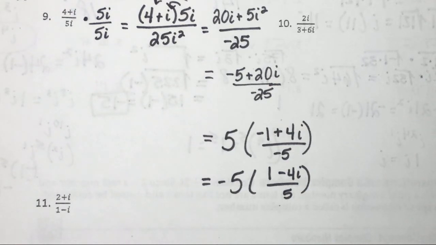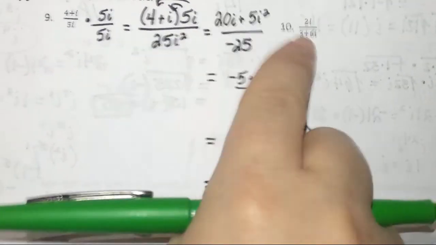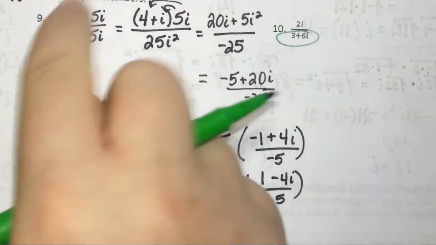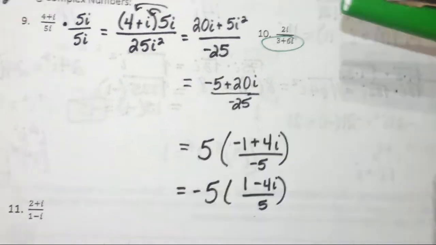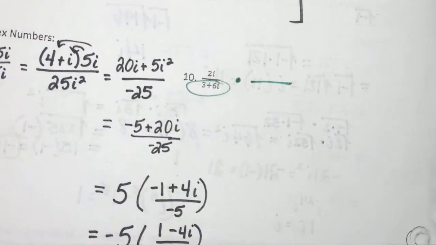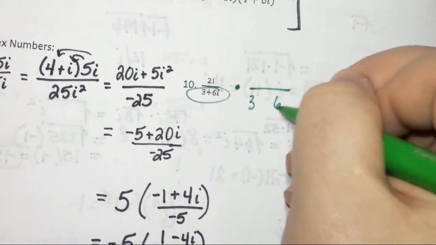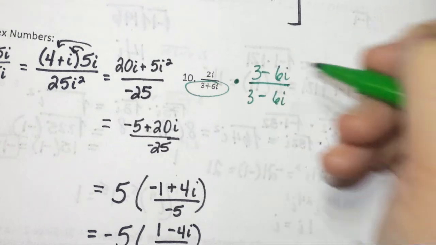Okay, 2 left. And I swear they're easy, just weird. So what's different between 9 and 10 is that instead of just a pure imaginary number, we have a complex number in the denominator. And so to get rid of 3 plus 6i, we are going to multiply the top and the bottom with a 3 and a 6i. But instead of using a plus 6i, we're going to use a minus 6i.